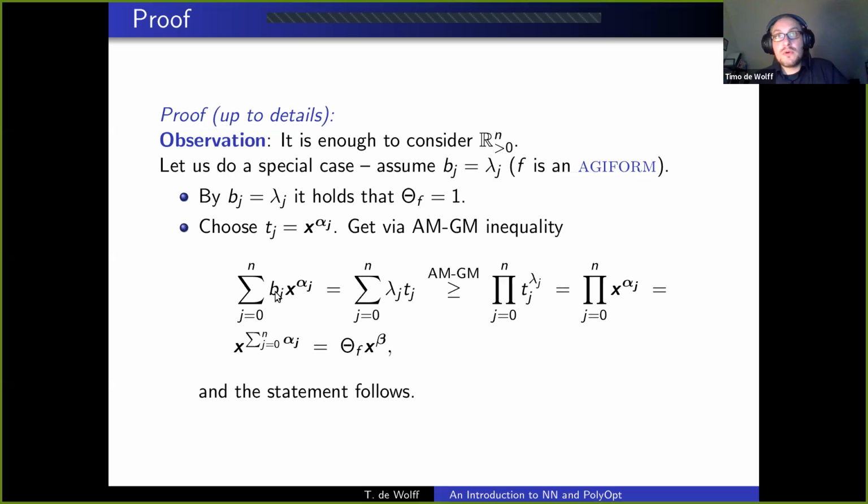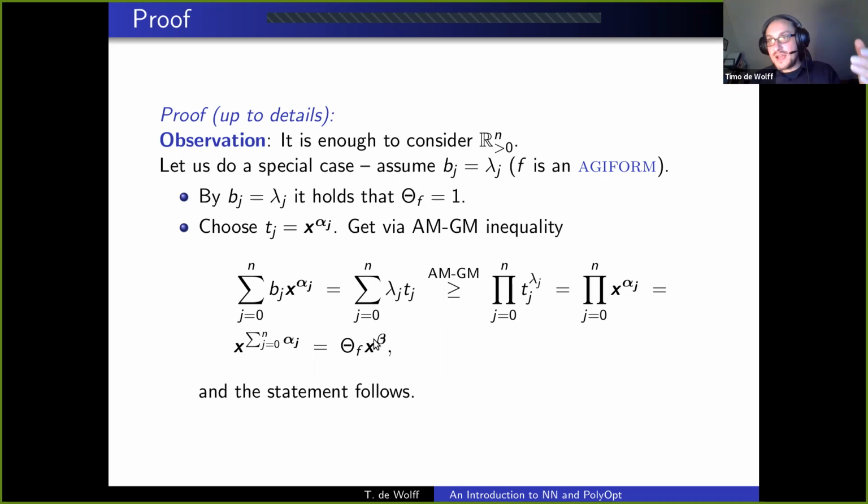And then we make a straightforward computation. So my polynomial is the sum of b_j x to the alpha_j. I write this in the notation of the AM-GM inequality. I apply the inequality. I translate this back. And then I have a product of all the x to the alpha_j, and I realize this is the sum of all of the alpha_j's. And there's a typo. This should be alpha_j to the power of lambda_j. And then I have a sum of lambda_j alpha_j, and this gives me beta. And I can multiply with the circuit number theta_f because it is 1. And this is exactly the statement that I wanted to have. So I've shown that this part is larger than or equal to this part.